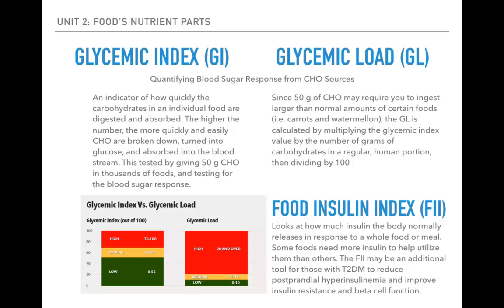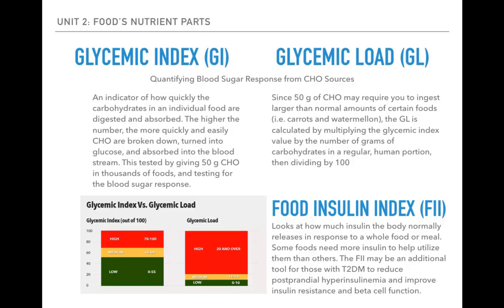And the way that researchers do this is they give 50 grams of a carbohydrate in thousands of different foods, and they test for the blood sugar response. So they take 50 grams of, say, watermelon worth of carbohydrate, no matter how much watermelon that is, and you measure the blood sugar response in somebody that consumes it over the next 2 hours or so. You look at the area under the spike that you'll see, and you can put that out of 100. You can scale it to a scale that's recognizable for everybody to see.